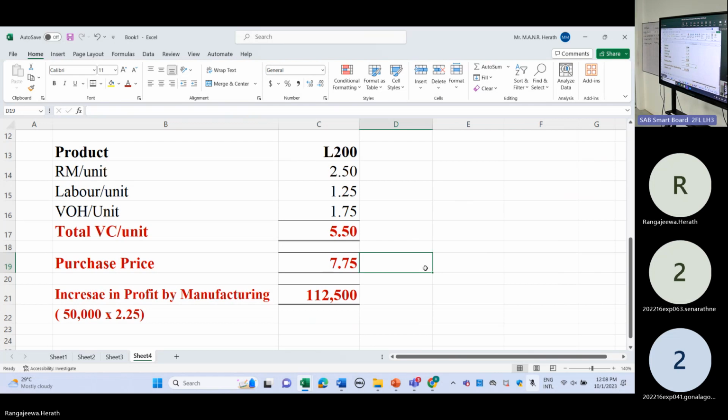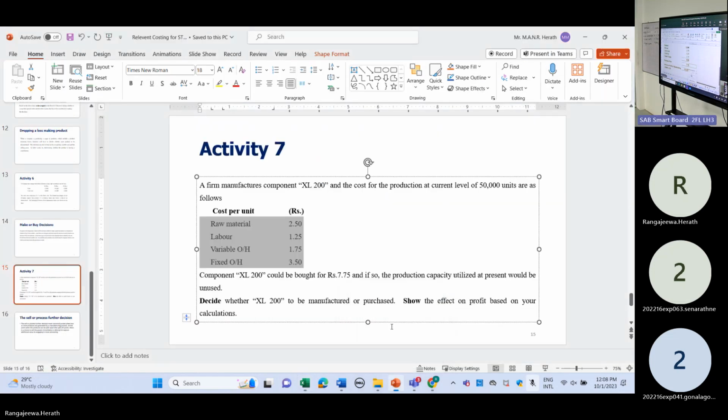If we purchase, only the variable cost is avoided. And it's clearly mentioned that if we don't produce, the production capacity utilized at present would be unused, which means we have spare capacity. No opportunity cost is given. If at the moment we were using the full capacity and had an alternative product we could make with it, then you would have to consider that also. So the relevant cost of making is only the variable cost.